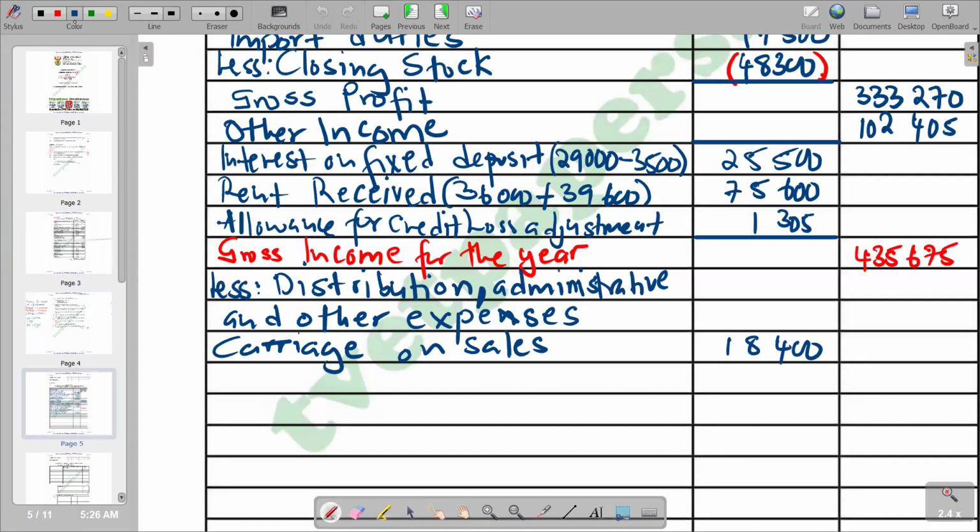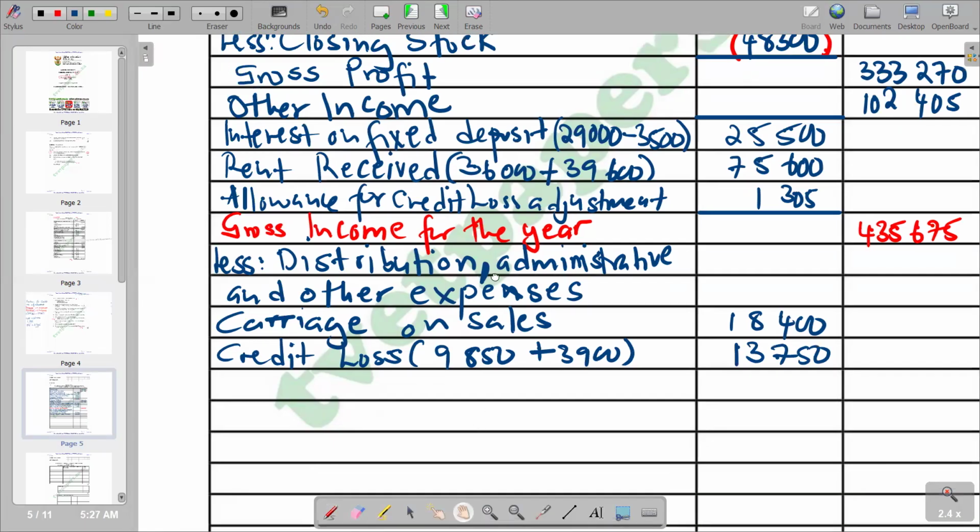So here you see credit loss. In brackets, we are saying 9,850 plus 3,900. Then we are going to get a total figure of 13,750. So from there, we can go to the next one.